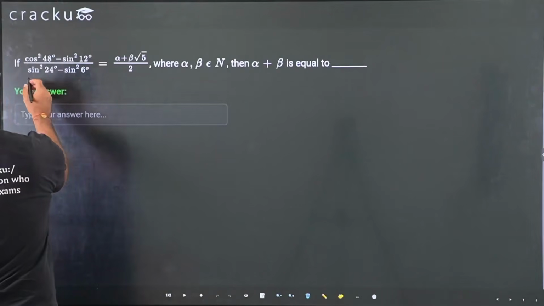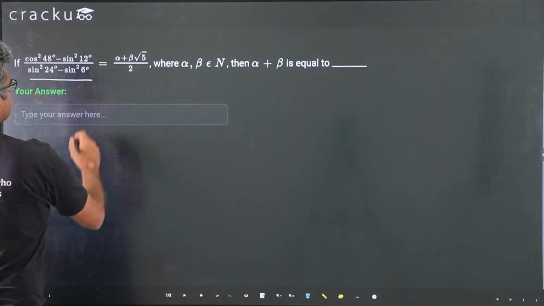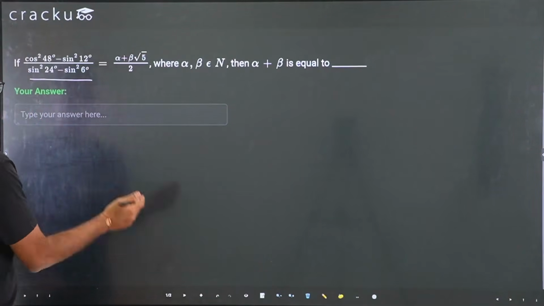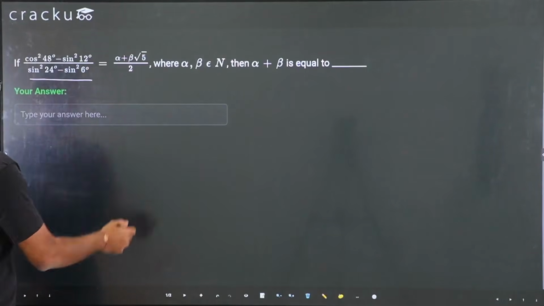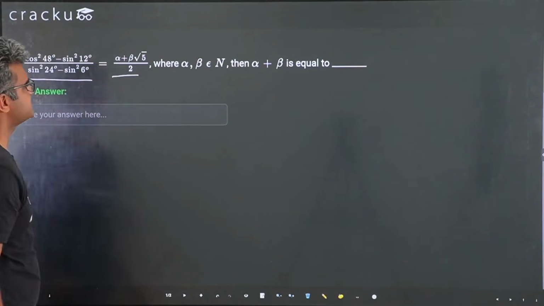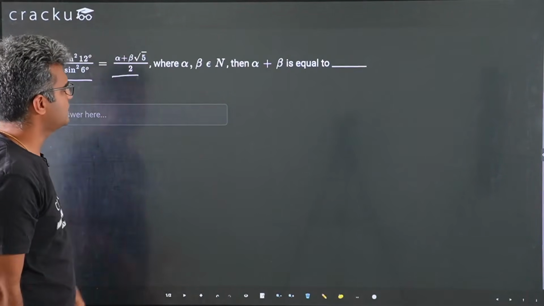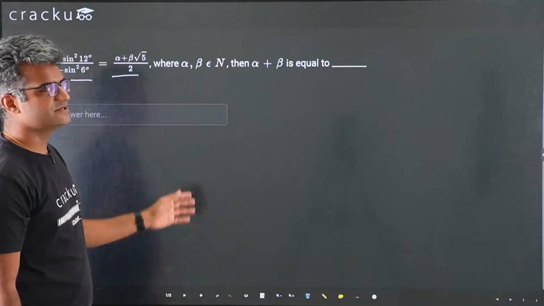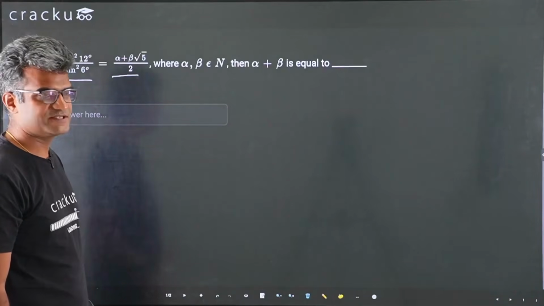In this question, we are told that (cos square 48 degrees minus sin square 12 degrees) divided by (sin square 24 degrees minus sin 6 degrees) is equal to (alpha plus beta) into square root of 5 divided by 2. Alpha and beta are natural numbers. We are required to calculate the value of alpha plus beta.